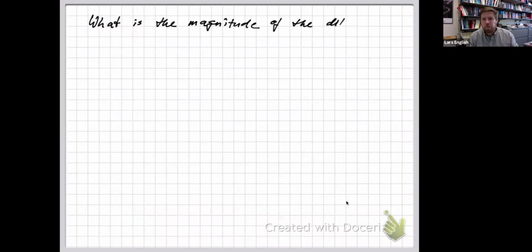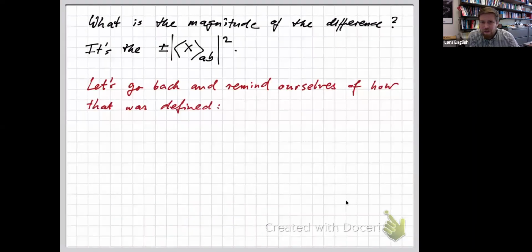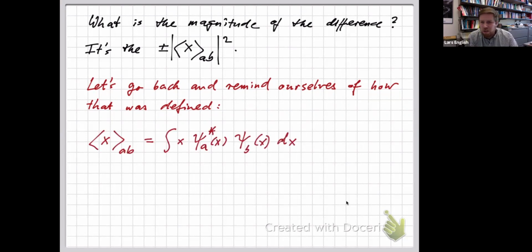So what is the magnitude of the difference? It's the plus minus absolute value of a squared of this new thing that we've introduced, expectation value sub AB. But let's remind ourselves, how did we actually define that? So what is this x sub AB? Well, it was this kind of thing, wasn't it? We didn't always want to write the integral, so we invented this shorthand notation, but that's what it is.